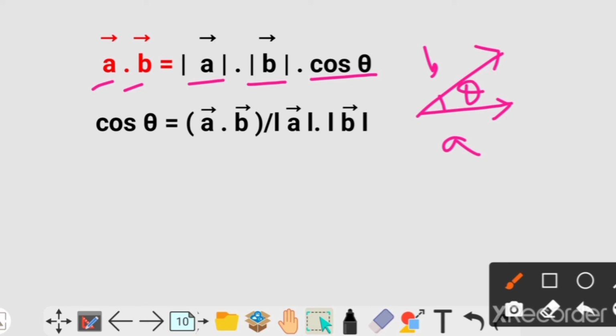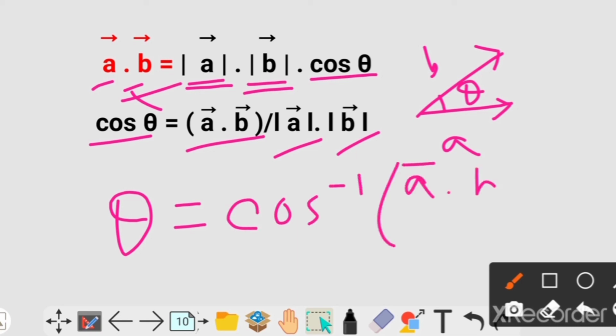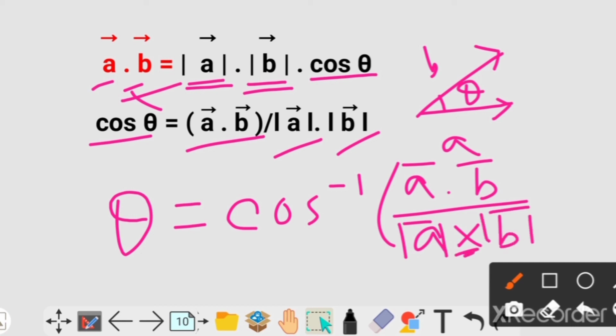Okay. So if we transform magnitude of A and magnitude of B to the left side, then we will get cos theta equals A dot B upon magnitude of A and magnitude of B. Then we can determine the angle theta equals cos inverse of A dot B upon A into B, that means magnitude of A into magnitude of B. It's not cross, it's simple multiplication. Okay, so that is the theoretical approach.